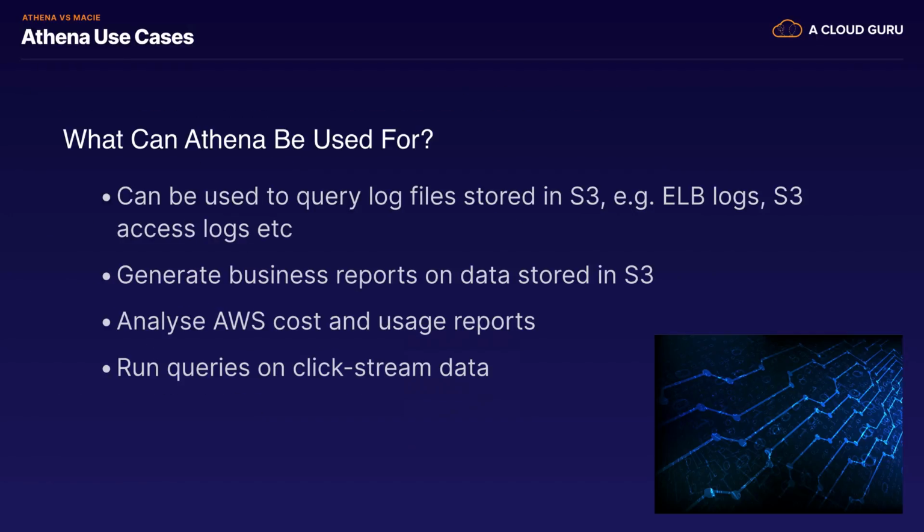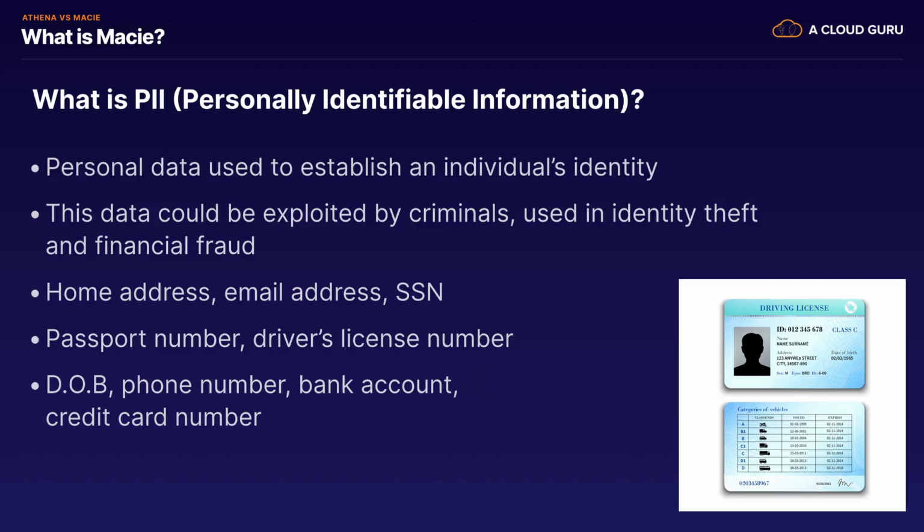So now that we know what Athena is, what is Macie? Well, let's start with what PII is first. What is PII? PII is just personally identifiable information, and this is information that's used to establish a person's identity. So this data could be exploited by criminals and used in identity theft or financial fraud. Some examples of PII might be your home address, your email address, your social security number, your passport number, your driver's license number, your credit card numbers, your date of birth, phone number, bank account number, etc. That's all that PII is.